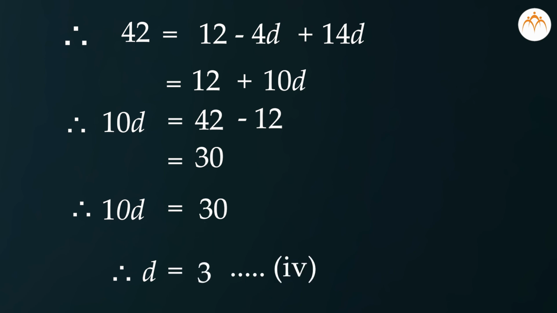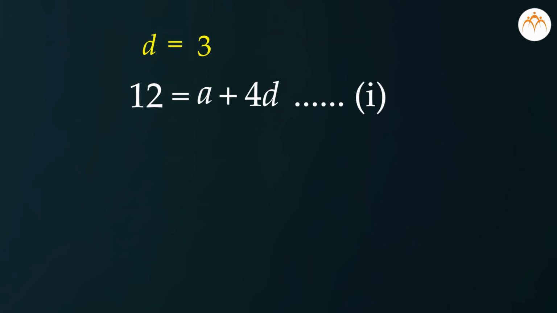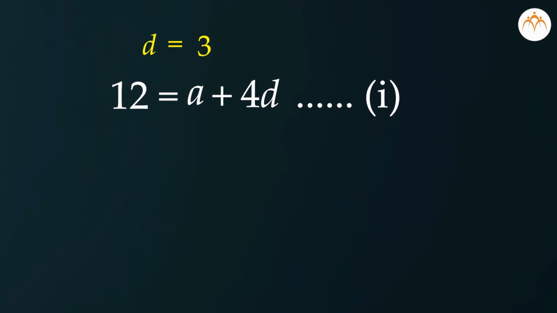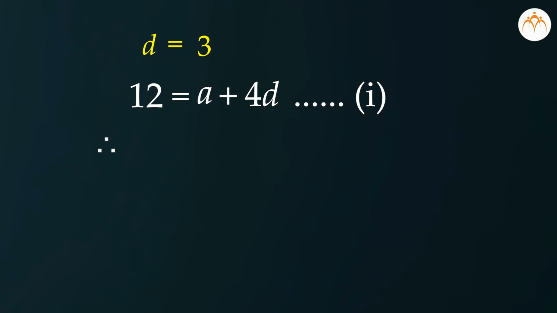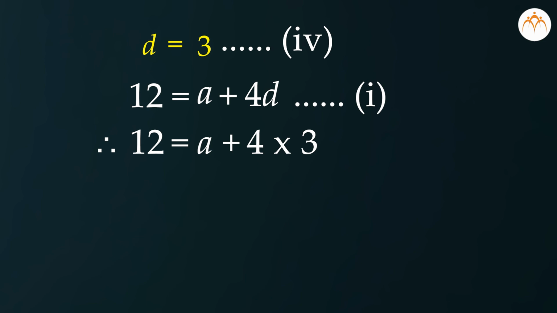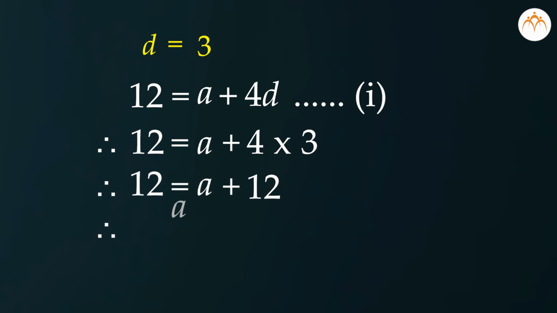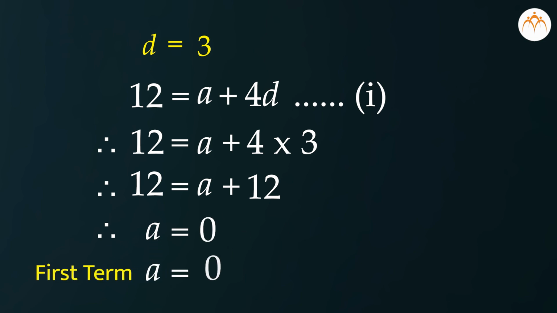This is equation 4. That is, the value of the common difference D is 3. Now, let us substitute this value in equation 1 to obtain A. From the first equation, 12 is equal to A plus 4D. Therefore, 12 is equal to A plus 4 into 3 from equation 4. Therefore, 12 is equal to A plus 12 and therefore A is equal to 0. That is, the value of the first term A is 0.